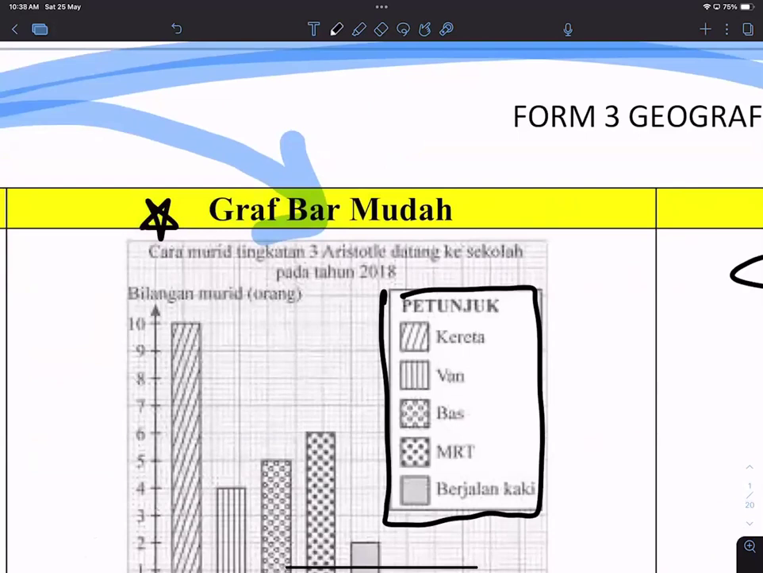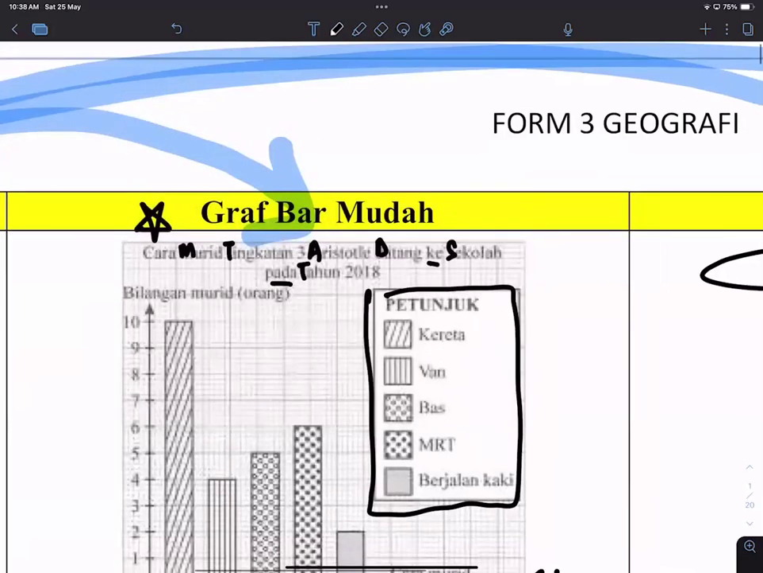The murid here is supposed to be upper casing. Tingkatan 3 is the same thing. RED, yes, this is the name. Datang is not kata hubung, right? This has to be upper casing too, but ke is kata hubung, so it will remain small casing. Sekolah, pada, tahun: lower casing, and then Tahun upper casing. So that's the format for our tajuk. They are not for kata hubung.